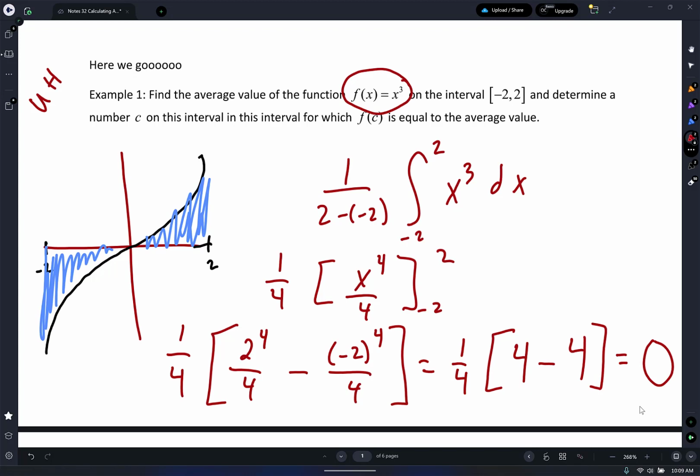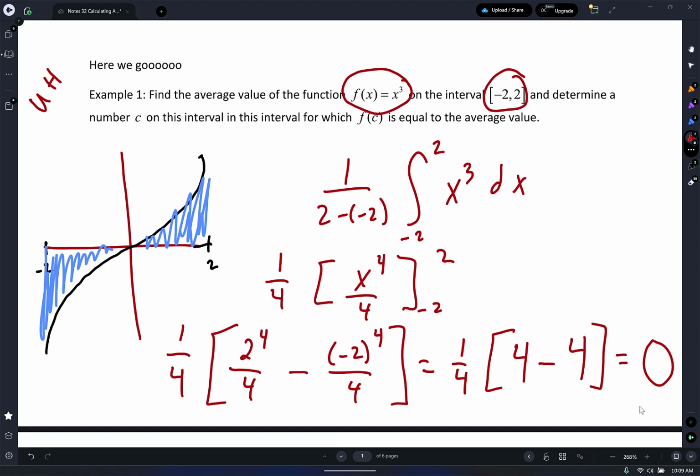No. Some of you will do that, and did you have to do all that work? No, as long as you recognize that x cubed is an odd function. Look, -2 to 0 is the same horizontal displacement as 0 to 2, the same distance, the same magnitude. So those areas are going to cancel out. Does that make sense, guys?